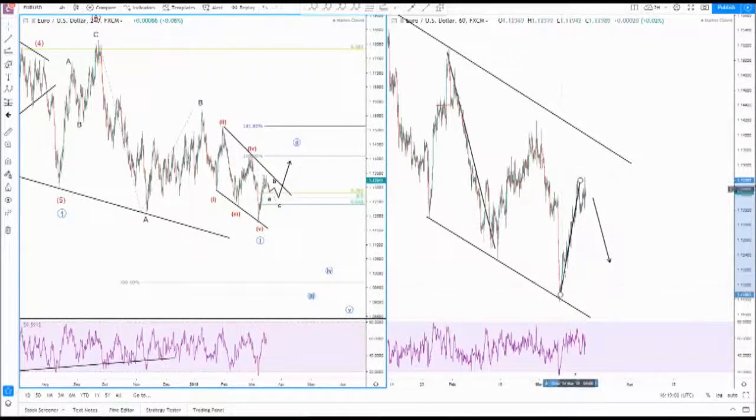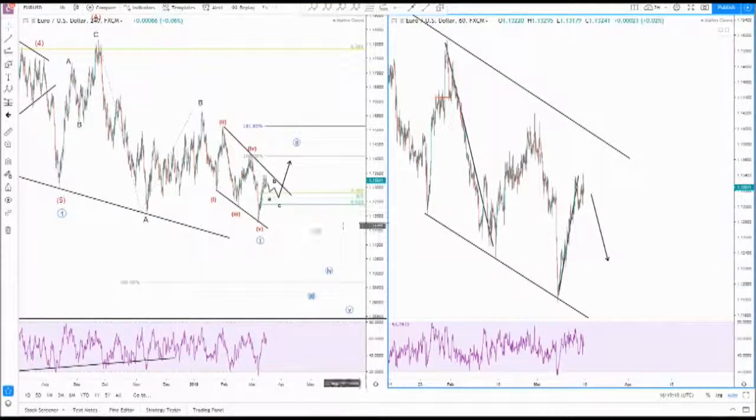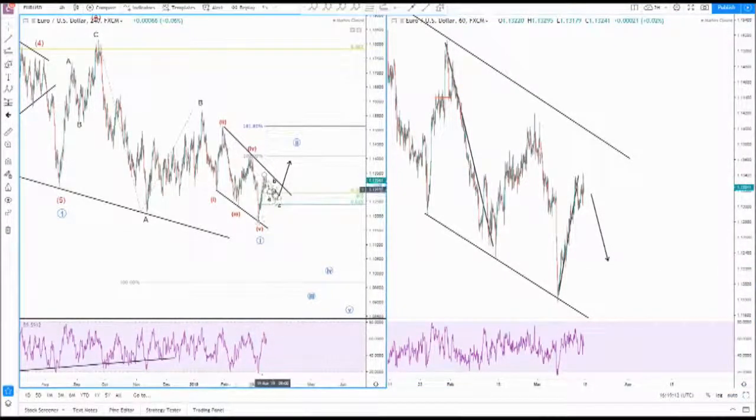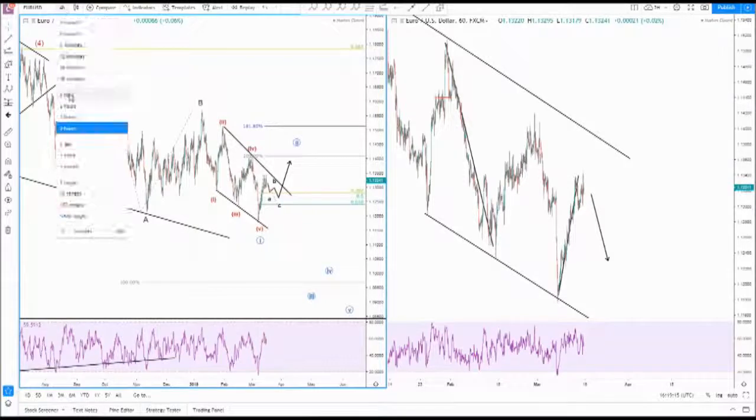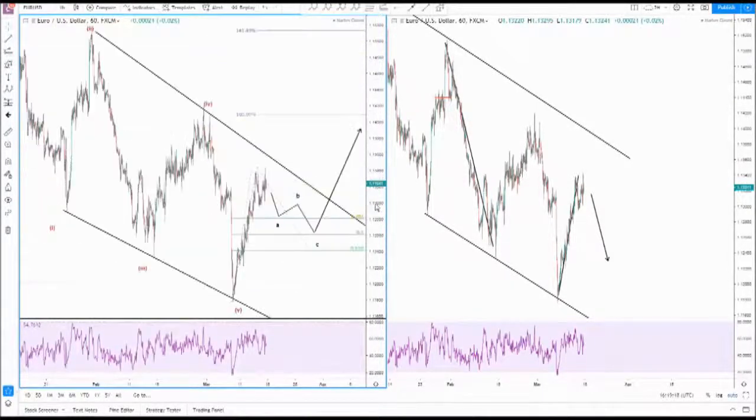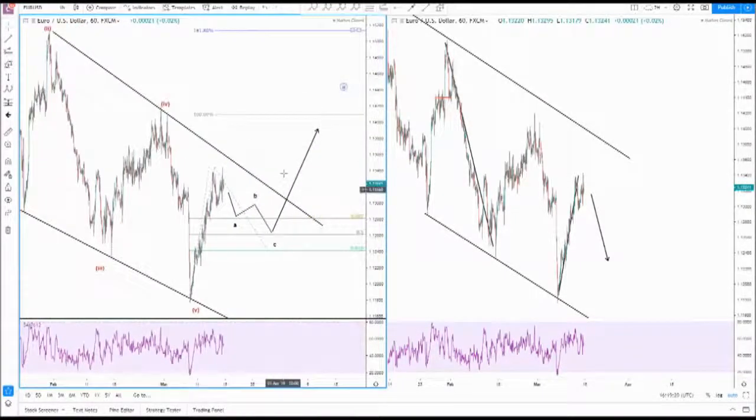I can't imagine after a strong move up like this that we would just fall straight down. While we can't rule it out, I think it's less likely. So I'm watching the euro for that small correction on the hourly, and then we can extend to the upside, take a long position here.